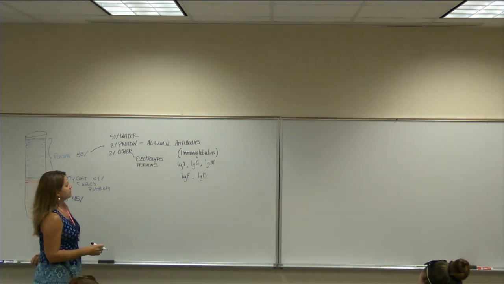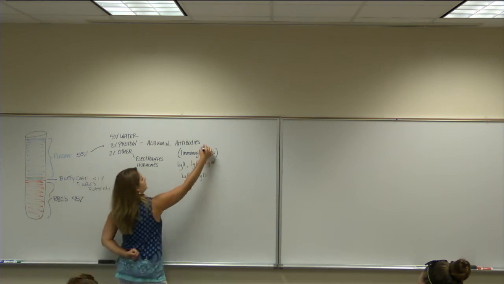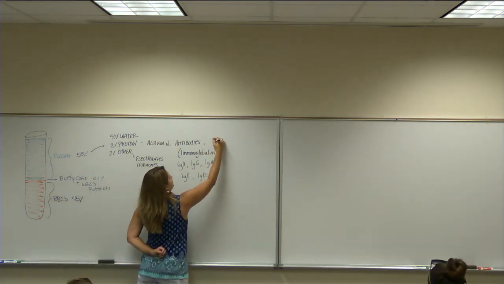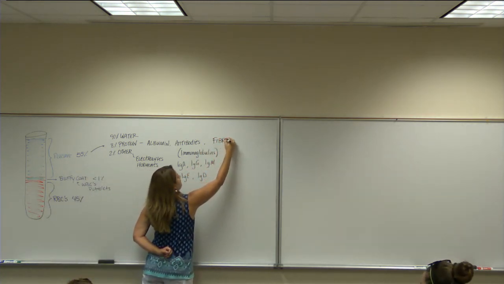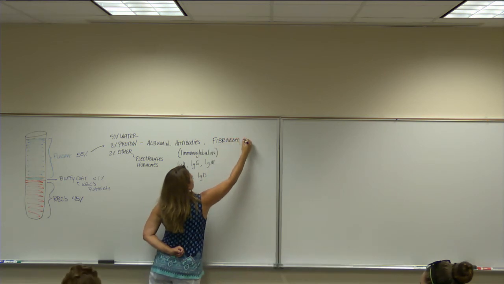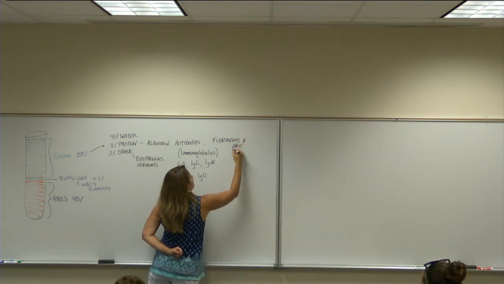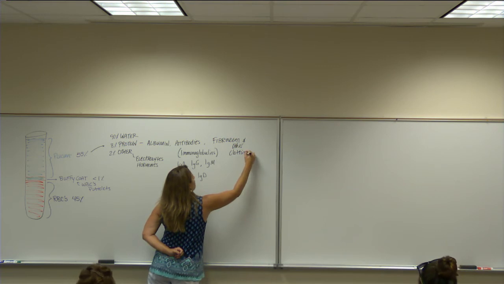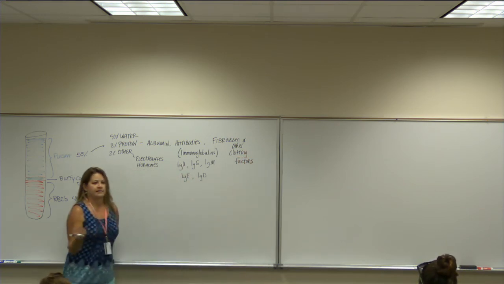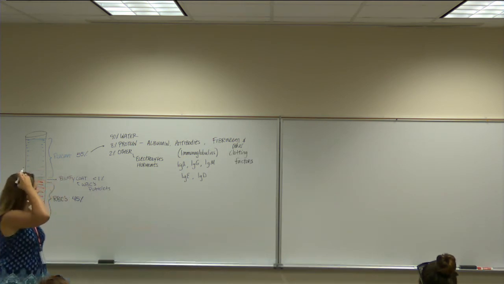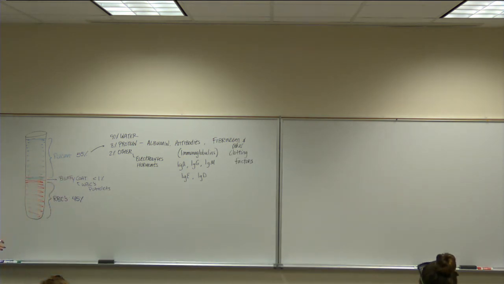So albumin, antibodies, what am I missing? Here's what I'm missing: fibrinogen and other clotting factors. That's all hanging out in the protein components of your blood, of your plasma.